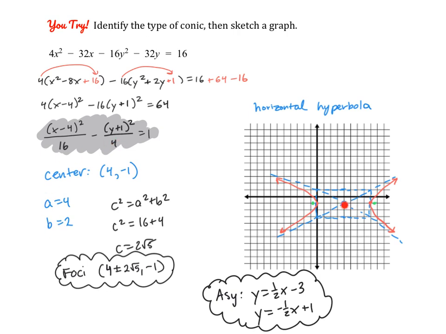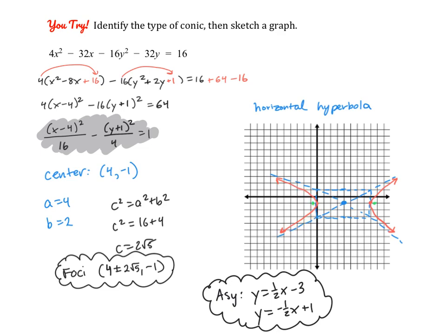So again, if you go back to the center and you go up 2 and down 2, you can create this little box that you use to help you with the slope of your asymptotes. So here you can see that I drew in the asymptotes. And that helps you to guide the shape of your hyperbola.